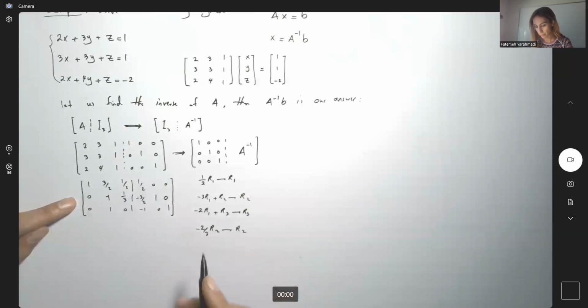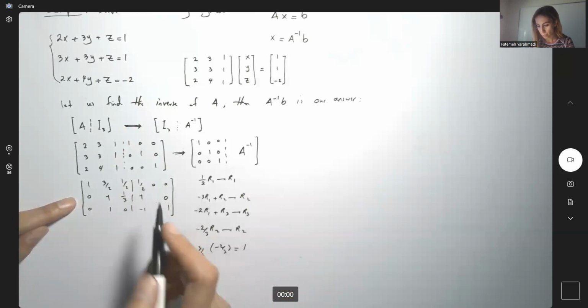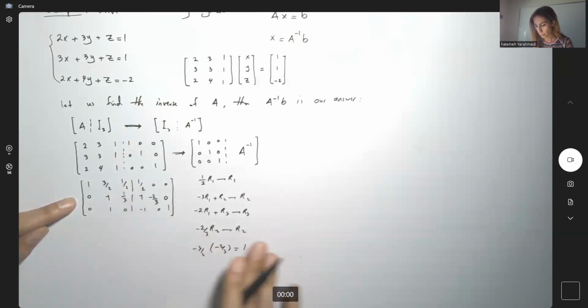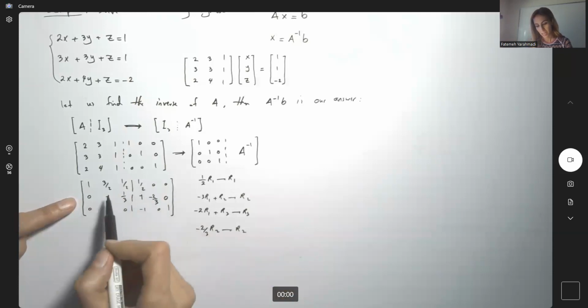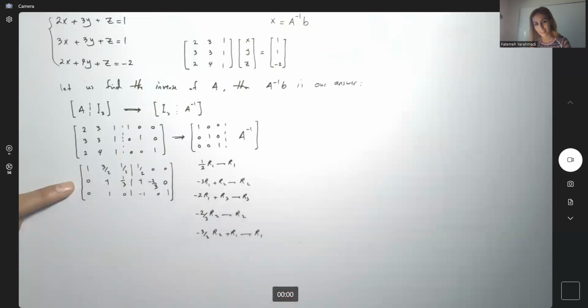Then we have negative 3/2 times negative 2/3. As you can see, it is just 1. And this is 1 multiplied by negative 2/3. And here you have a 0. Above 1, below 1 must be 0. So we're going to multiply the second row by negative 3/2 and add it to the first row. Negative 3/2 R2 plus R1 becomes our new R1.